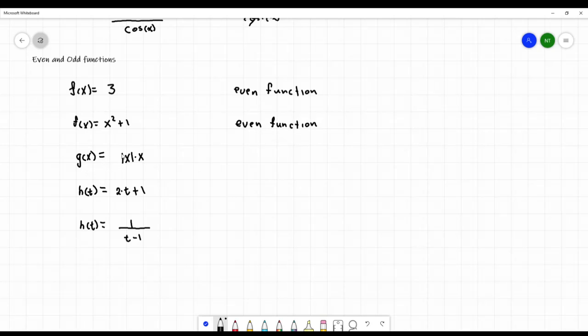g of x is equal to root x times x. Is this an even function or an odd function? It's actually an odd function, okay? Why is it an odd function?